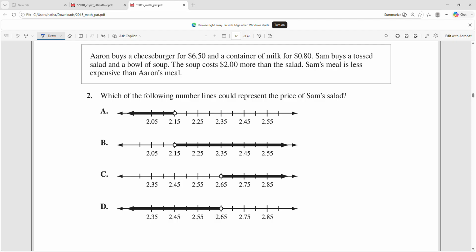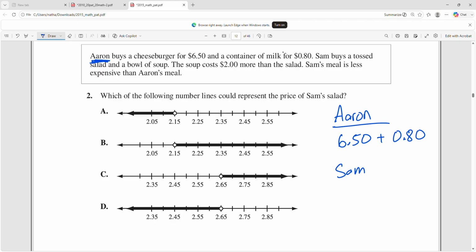Reading that might feel like an overload of information. Read it once, read it a second time, and just write down what we know. It helps to identify so we can keep everything straight. Pay attention to the names. First we have Aaron. He bought a cheeseburger for 6.50 and a container of milk for 80 cents. So we know the cost of his meal.